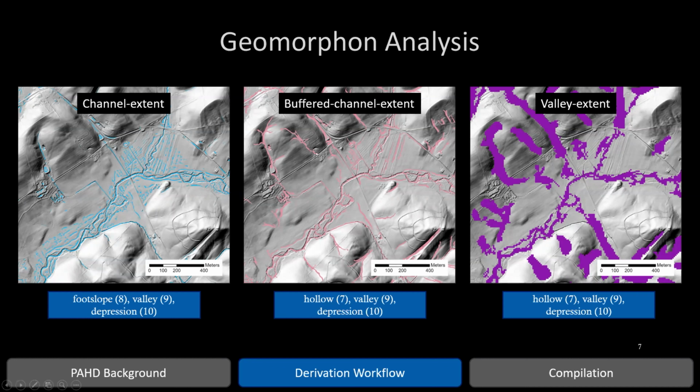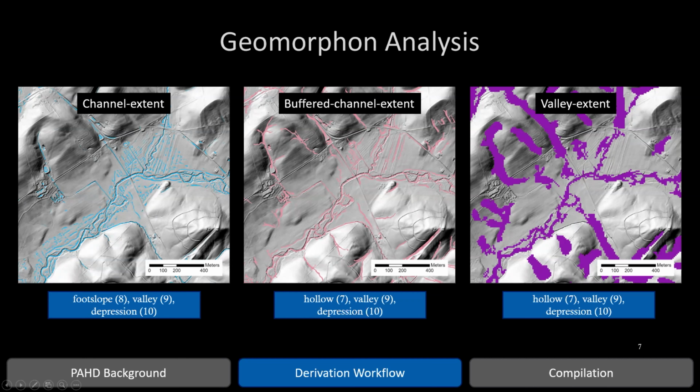If you look at the buffered channel extent feature, you can see it also kind of picks out these channel features. It doesn't do as accurate or as clean a job as the channel extent geomorphon, but it does a much better job of excluding noisy data that is typically picked up in the floodplain by the channel extent product. Likewise, the valley extent product is targeting valley bottoms, or very generally speaking, floodplains. And this product is very good at excluding data that's picked up by anthropogenic features like roads and buildings.